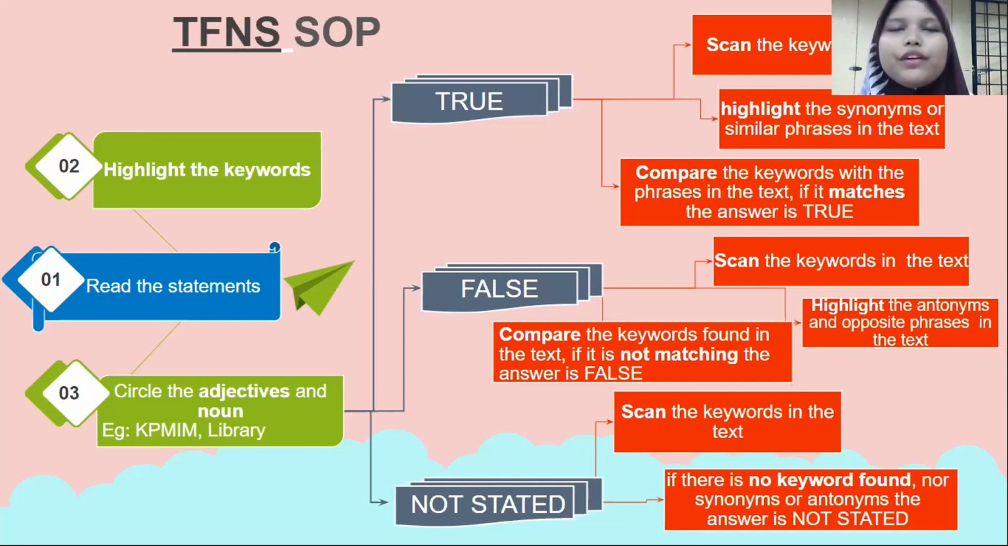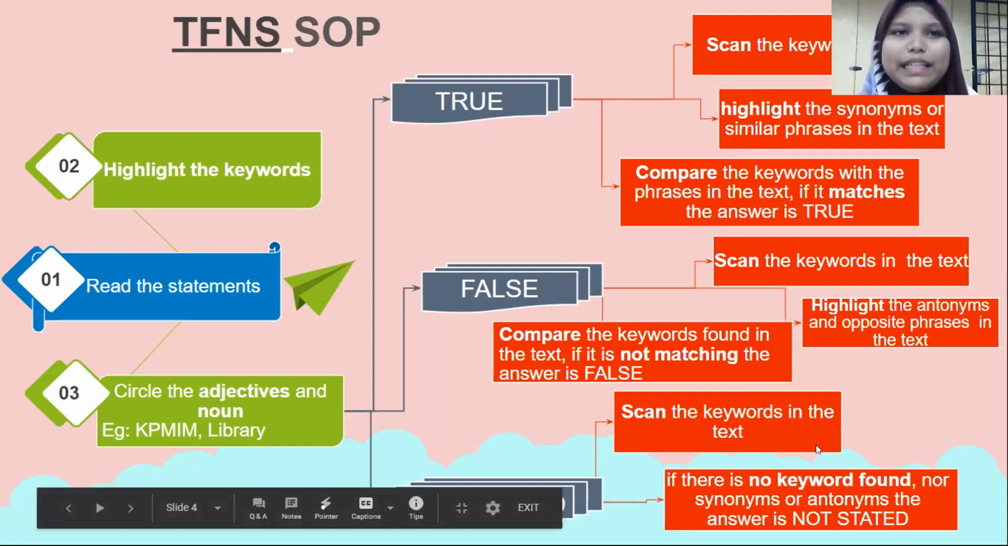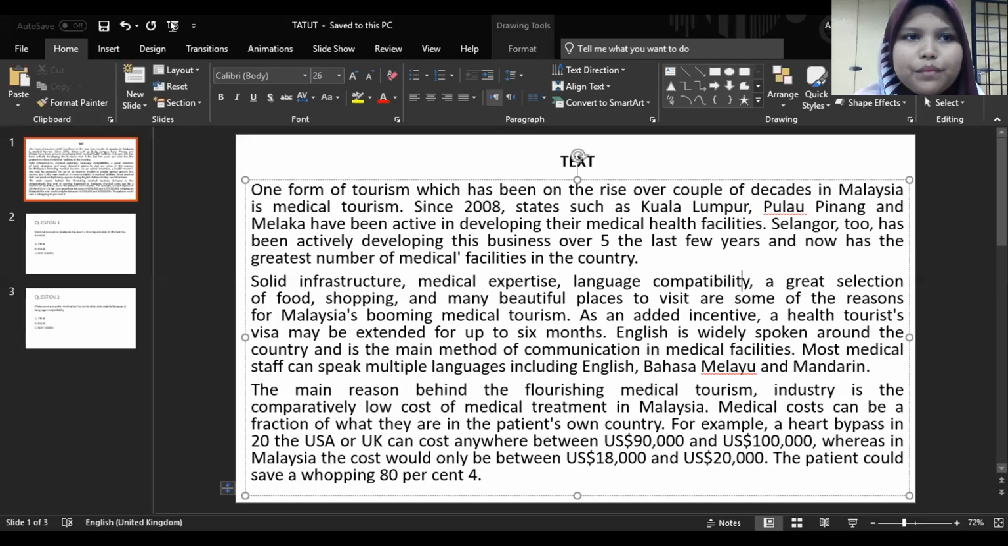Okay, understand? For not stated answers, of course, scan the keywords in the text once again, and if there are no keywords found, nor synonyms or antonyms, then your answer will likely be not stated. I repeat, for not stated, there will be no keywords found, whether antonym or synonym. It is not there in the text, so the answer will likely be not stated. Okay, I will explain in detail by using the equation I've prepared for you guys.